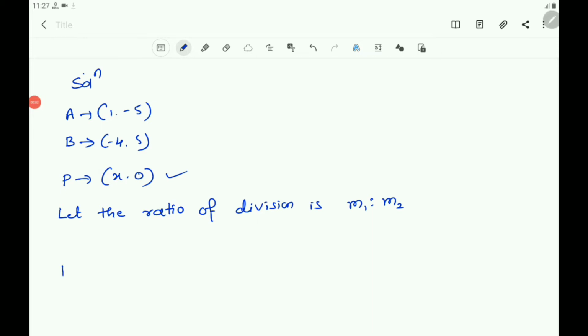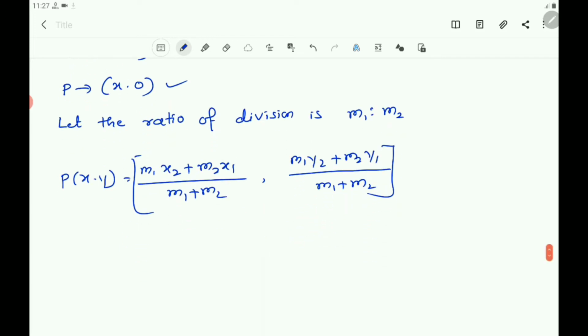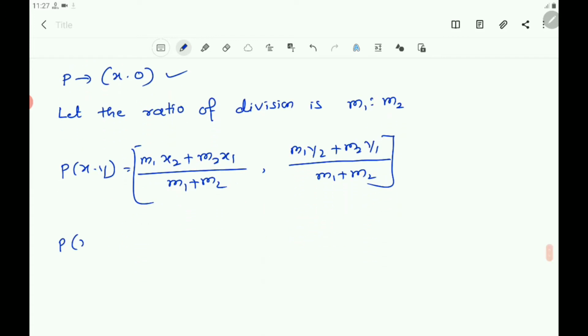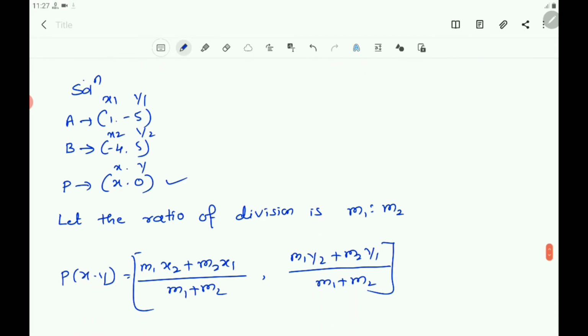Now let us write the section formula. P(x, y) equals (m1 x2 plus m2 x1) by (m1 plus m2), and (m1 y2 plus m2 y1) by (m1 plus m2). Then that is P(x0, 0). Here y is 0. So let these be x1, y1 and these be x2, y2, and that is x, y.